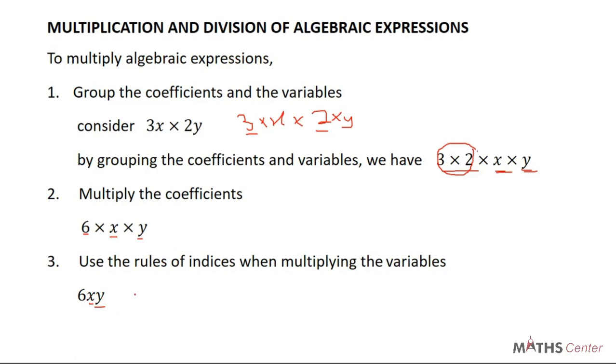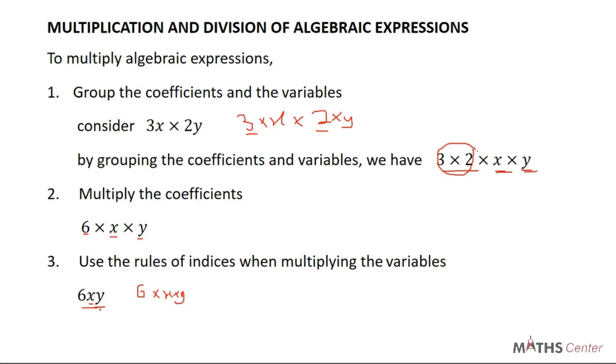Remember, 6xy is the same as 6 times x times y. In the first video, we said that we do not write multiplication signs and division signs in algebraic expressions. So usually 6 times x times y is written as 6xy. The rules for division also follow the same as the rules for multiplication.